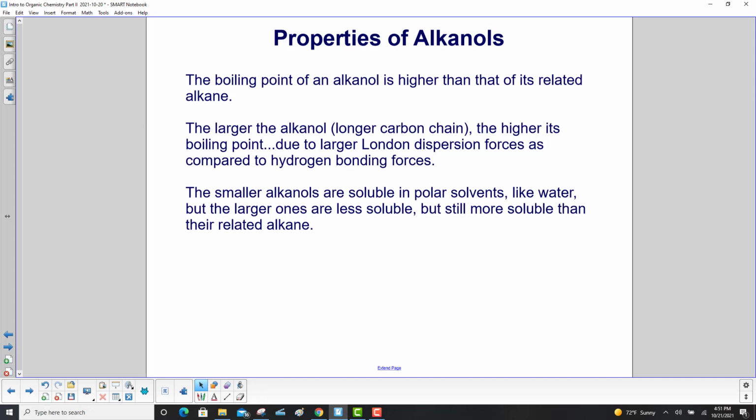The boiling point of an alkanol is higher than that of its related alkane. The larger the alkanol, that means the longer carbon chain, right, there's your carbon chain, the higher its boiling point, due to larger London dispersion forces as compared to hydrogen bonding forces. The smaller alkanols are soluble in polar solvents like water, but the larger ones are less soluble, but still more soluble than their related alkane.